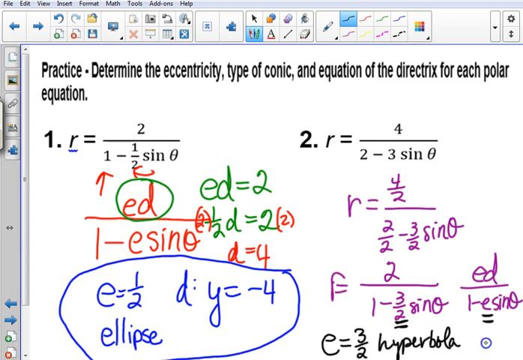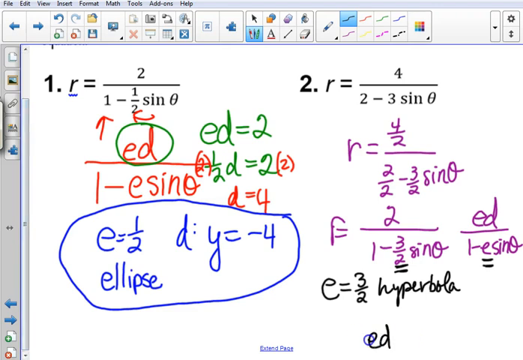And the top, E times D is 2, it says. Right up here. But we already know that E is really what? 3/2. So what does D have to be? To get rid of 3/2, you multiply by 2/3 on both sides. So we get D equals 4/3. I did not get 3. Yes, 4/3, right?